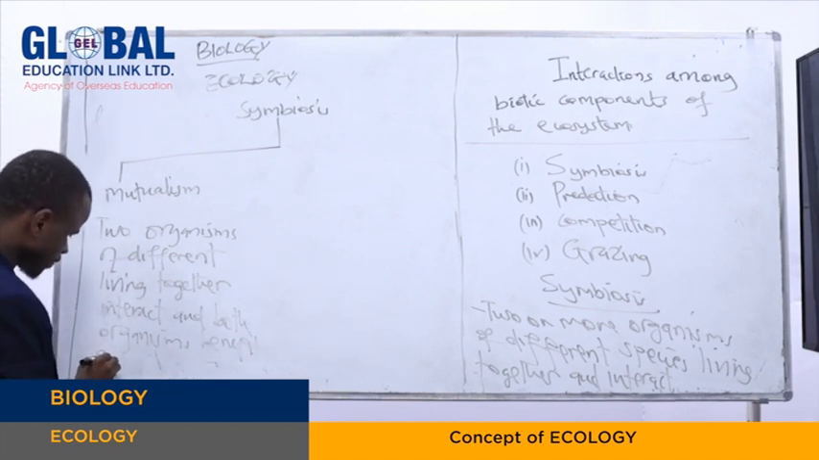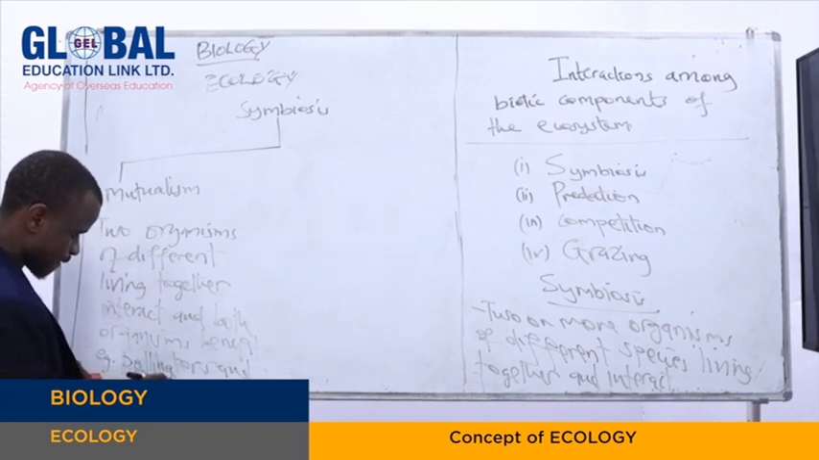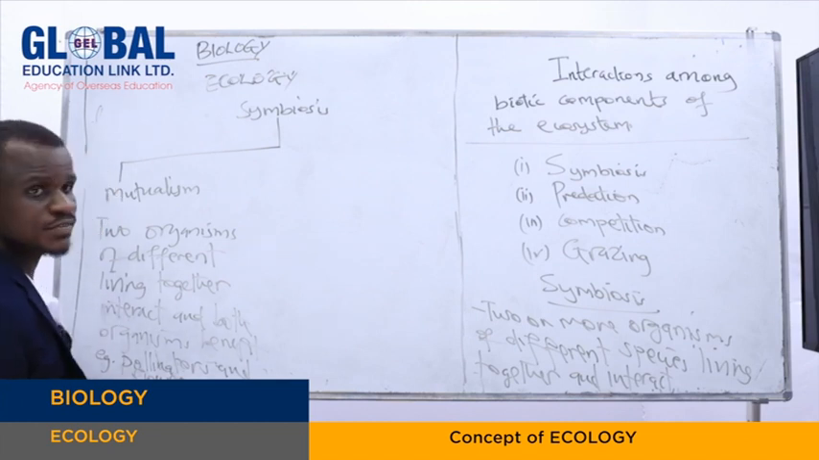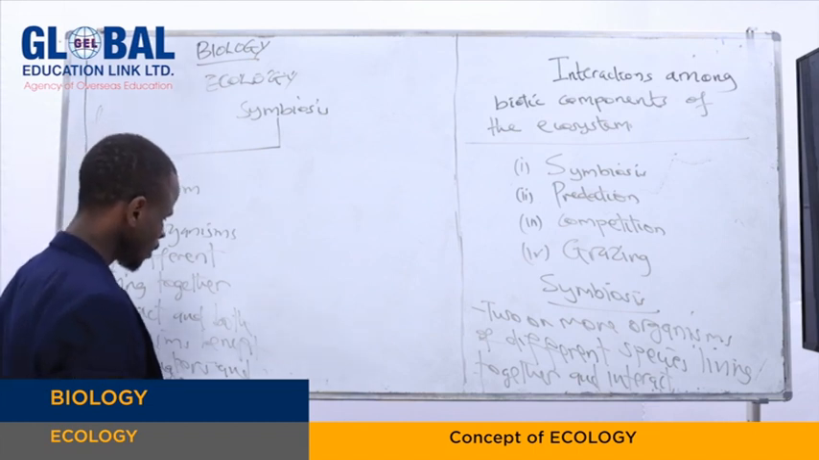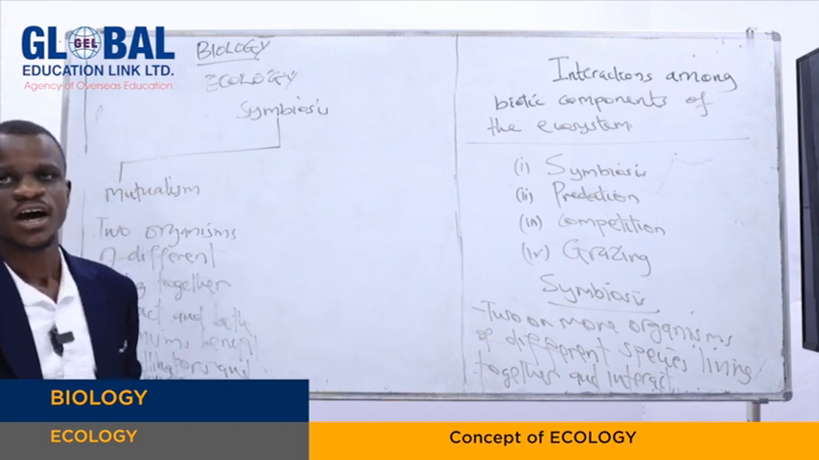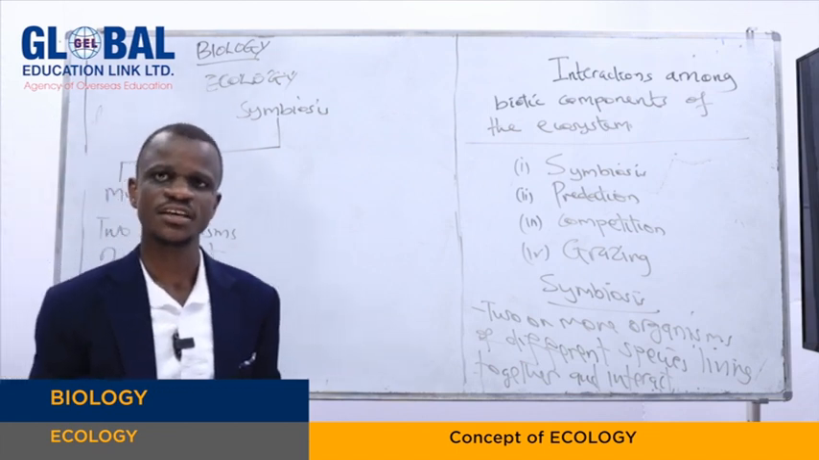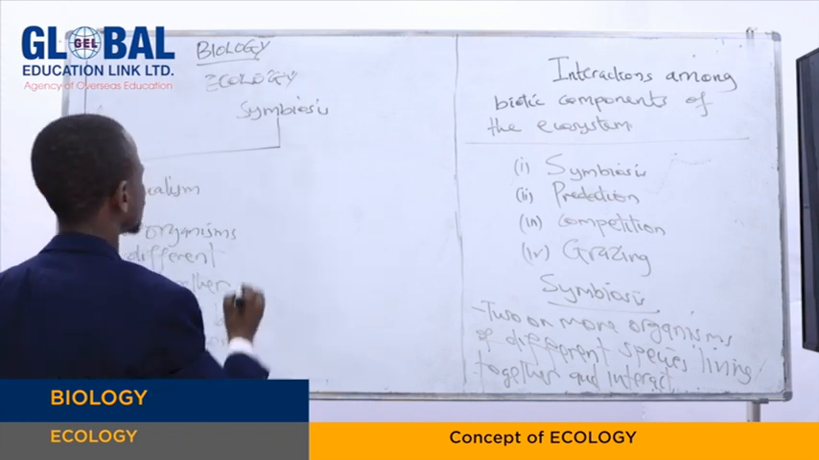My student, take an example, pollinators and flowers. Insects which pollinate flowers get nectar from flowers, but the flowers gain by receiving pollen grain. My student, take an example, lichen. Lichen is an association between fungi and algae. Fungi provide protection to algae, but algae provide food to fungi. That is all about mutualism.